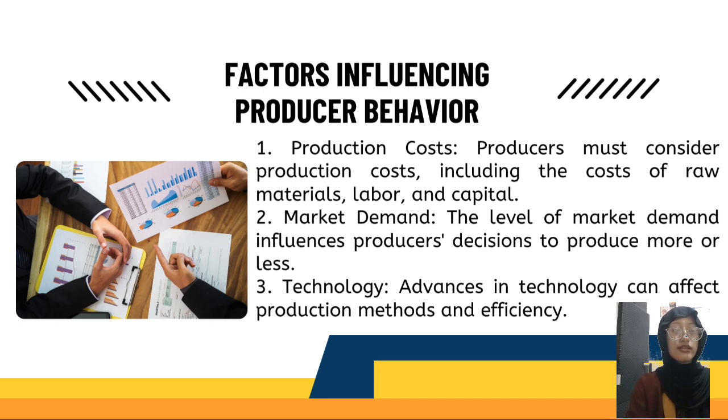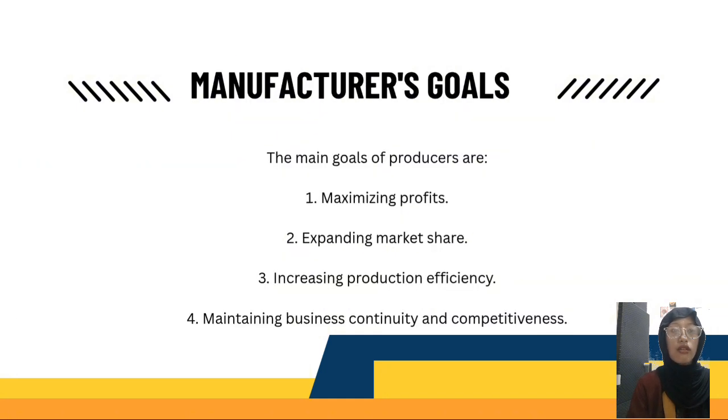Next is manufacturer goals. What are the manufacturer goals? The main goals of producers are, the first is maximizing profit, and the second is expanding market share. The third is increasing production efficiency. The fourth is maintaining business continuity and competitiveness.